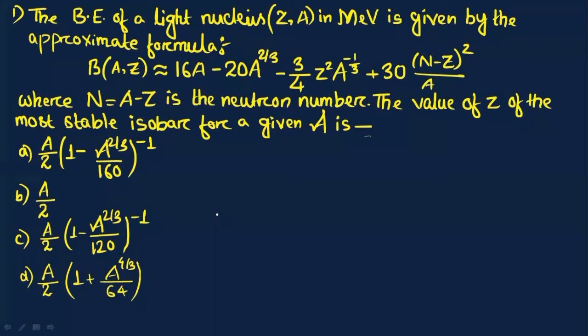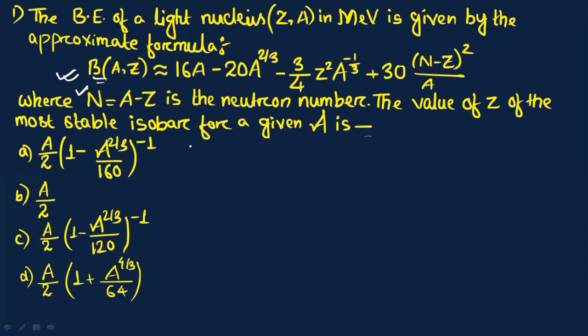So now let's see the first question. Here it is said that the binding energy of a light nucleus in mega electron volt is given by the approximate formula. The number of neutrons N is equal to A minus Z. So what is the most stable isobar for a given A? Firstly, this binding energy we will write in terms of A minus 2Z.